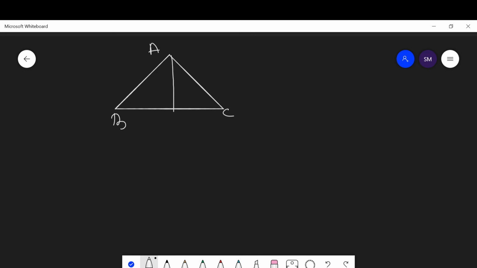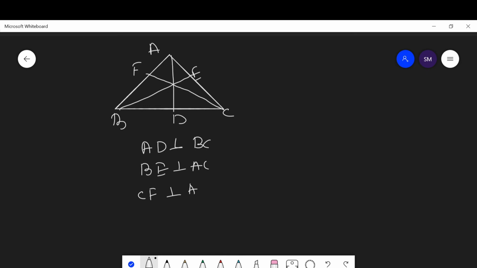AD is the altitude to BC and BE is the altitude to AC and CF is the altitude to AB. Where the three altitudes meet with each other, this is called the orthocenter of the triangle. The concurrent point of the altitudes is called the orthocenter of the triangle. You know what is centroid?